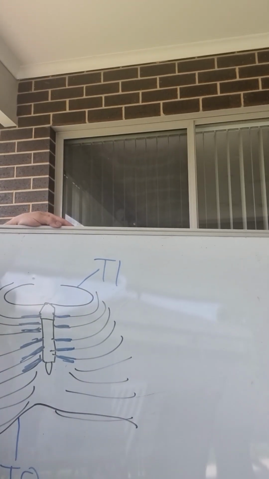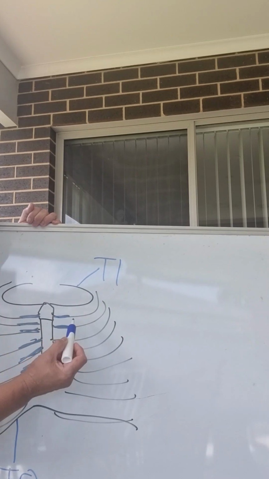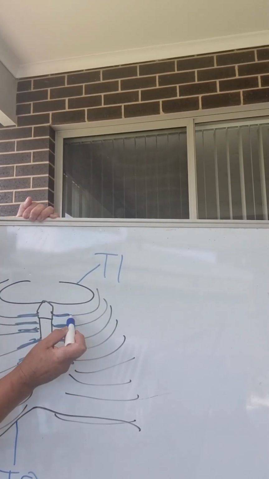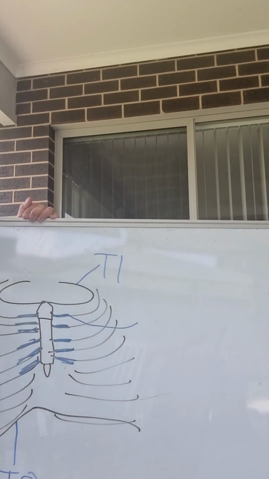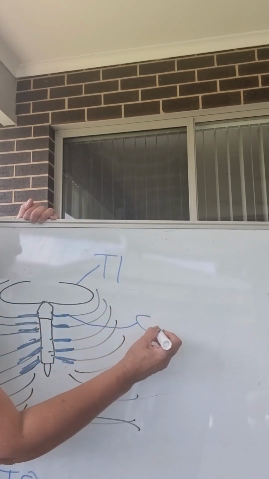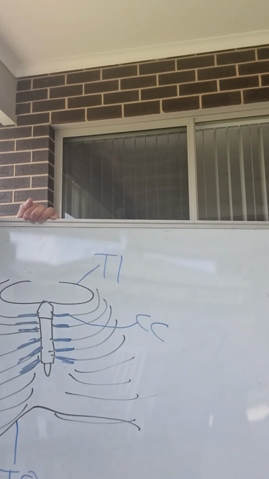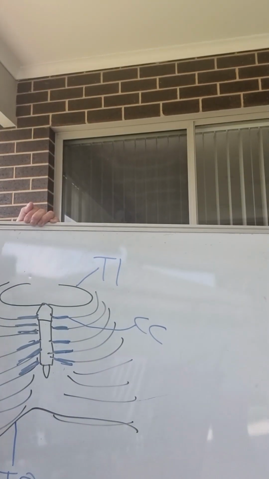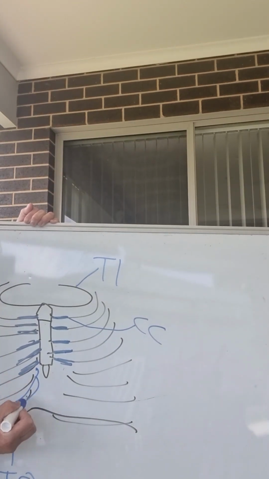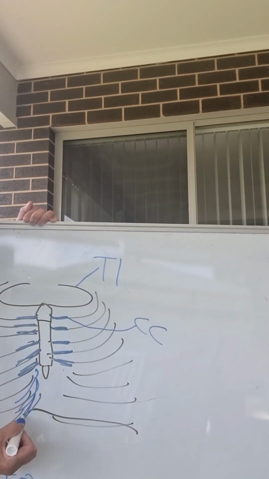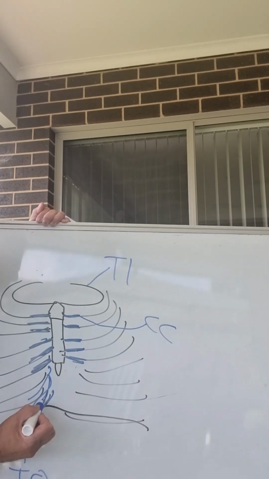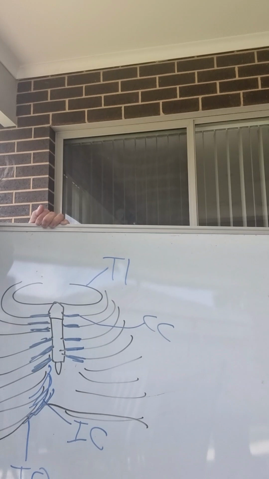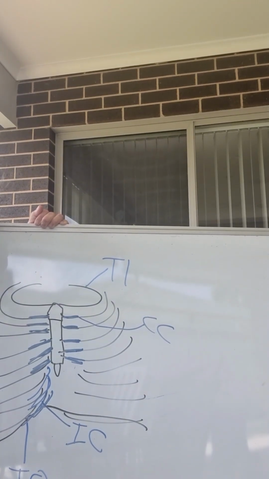So if I wanted to, for example, label this joint here, between the costal cartilage and the rib, I'm going to call that, what am I going to call that? CC joint. What does CC mean? Costochondral joint, okay? If I want to label these down here between one cartilage and another cartilage, I'm going to label these IC, interchondral joints, okay?